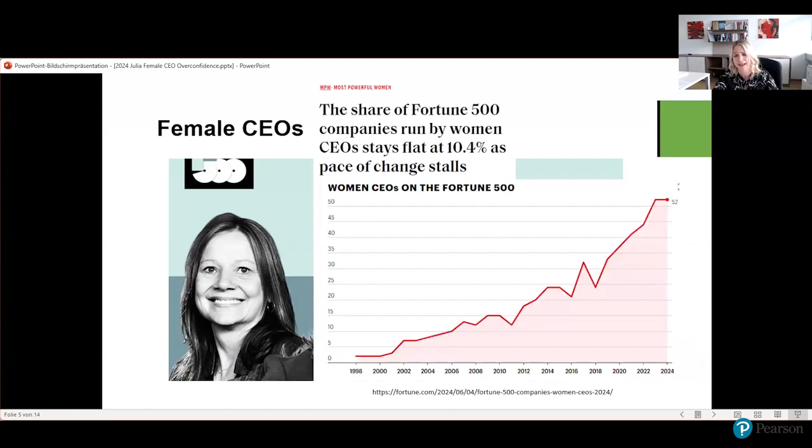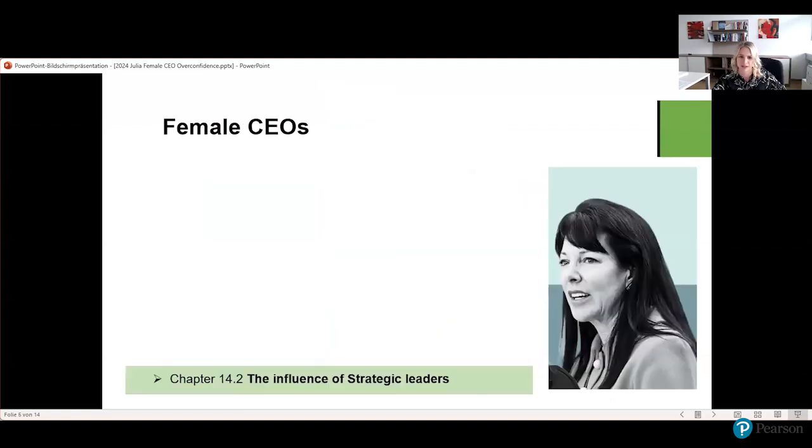And here we see some statistics that although the number of female CEOs, here is a number relating to the Fortune 500 companies over the last years, it has been increasing, but it's still very low at around 10%. So, but we have seen some improvements, and there might be some reasons to expect that female CEOs might have different considerations in the context of diversification in terms of their companies.